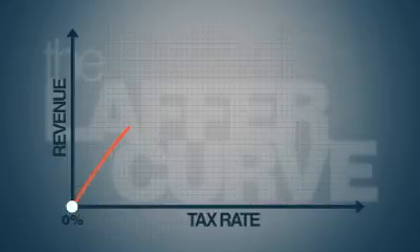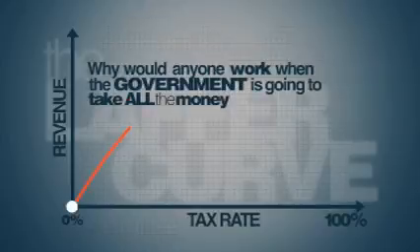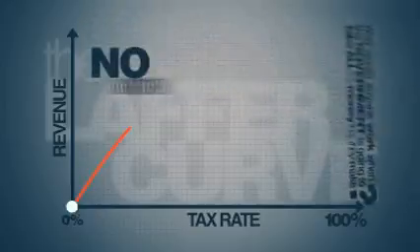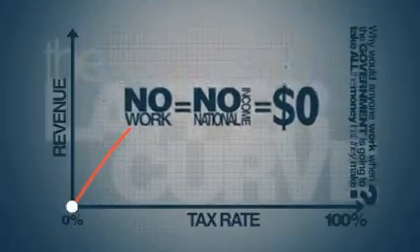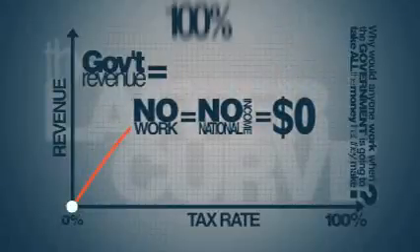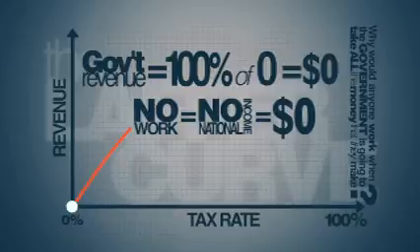Now suppose the government charges a 100% tax rate. If this happens, then no one would work. That is, why would anyone work when the government is going to take all the money that they make? And if no one works, then national income would be zero. This means that government revenue would be 100% of zero, or zero. This means that another point of the curve must be here.